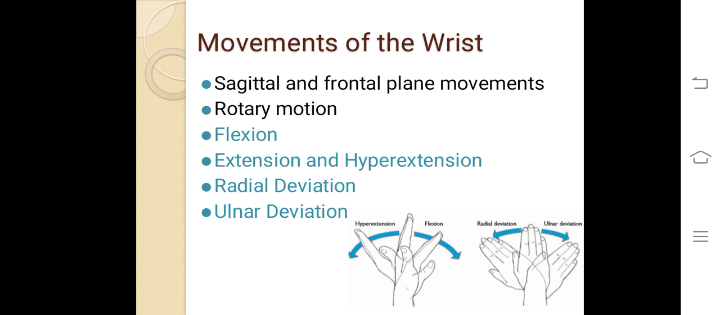Fourth one is radial deviation, which is the movement of the hand toward the thumb side of the arm, while in ulnar deviation, movement in the opposite direction is called ulnar deviation. Movement of the hand through all four directions produces circumduction.